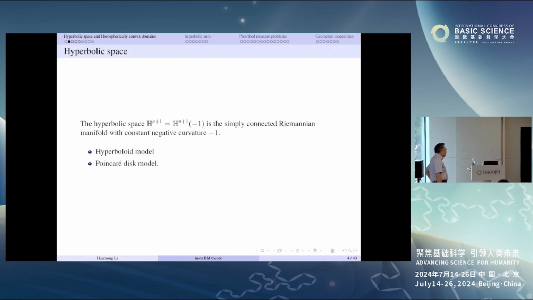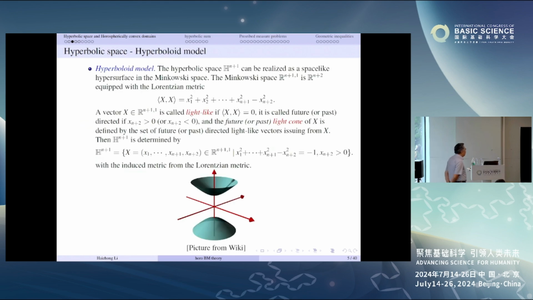There are several models. But in my talk, we will talk about the hyperboloid model and the Poincaré disk model. We won't talk about the half space model and the Klein model. First we talk about the hyperboloid model.